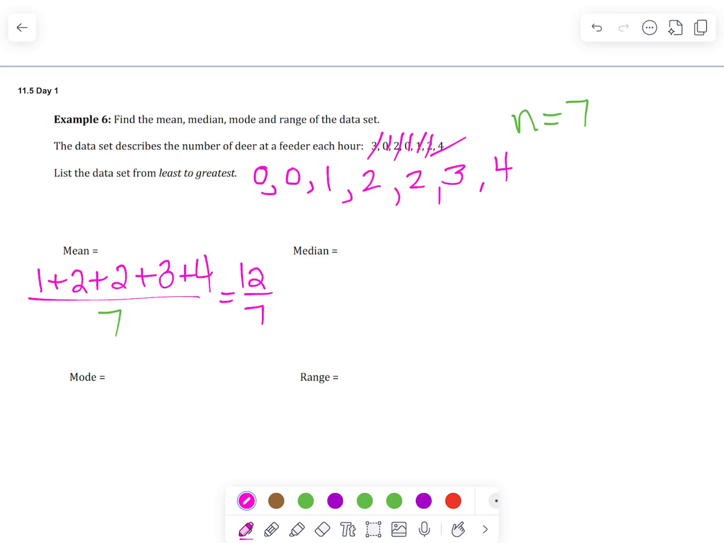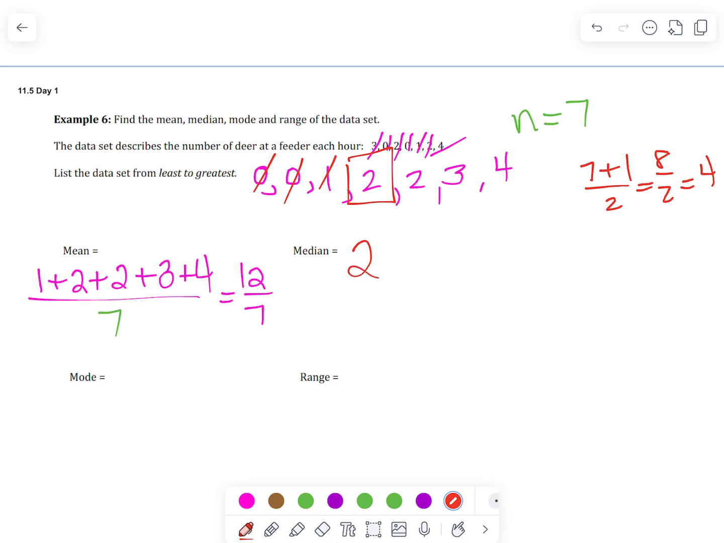Then we'll do the median. So we can say 7 plus 1 divided by 2. So 8 divided by 2 is 4. So we're going to choose the fourth entry point. So 1, 2, 3. So the median is 2.